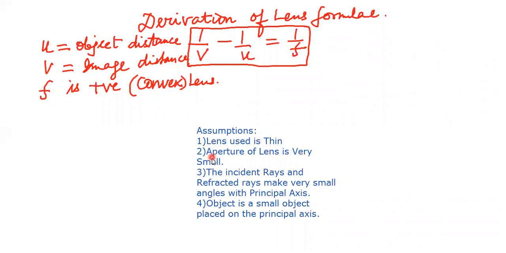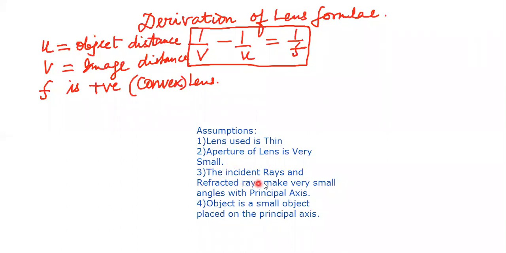Before we do the proof, we should know the basic assumptions we take. The first assumption is that the lens used is a thin lens. We normally assume the lens to be very thin. Number two, the aperture of the lens is very small. What do we mean by aperture? Aperture means the area of the lens that is exposed to light.